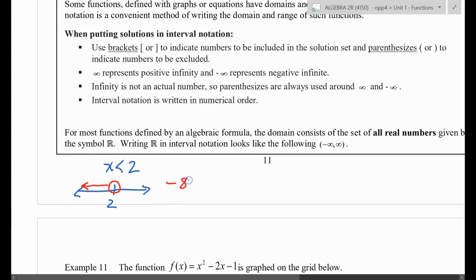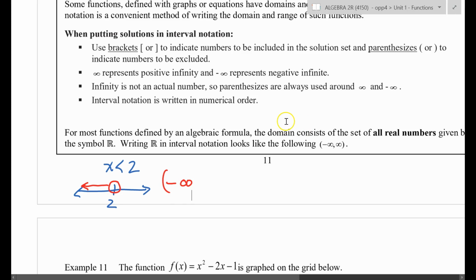Now, oops, that's actually 8. Now, quick question. Can you physically take your finger and touch negative infinity? Why not? Because it keeps on going. If you can't put your finger on it and touch it, we use a parenthesis.